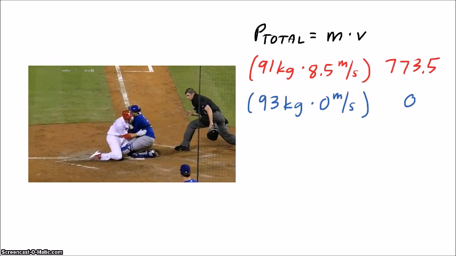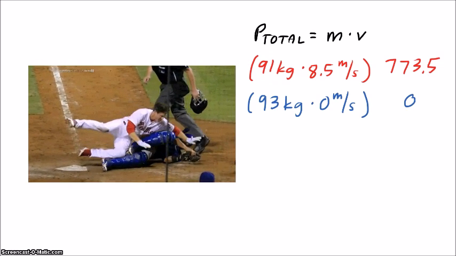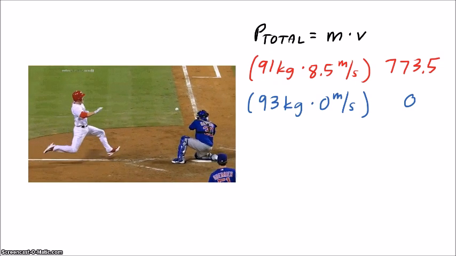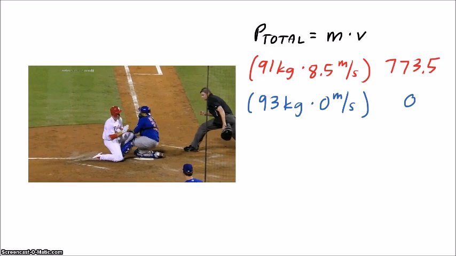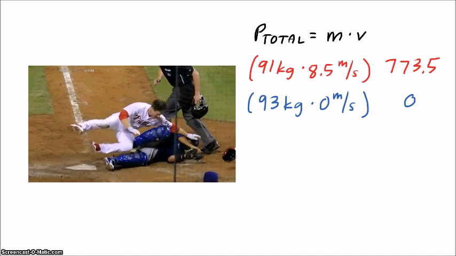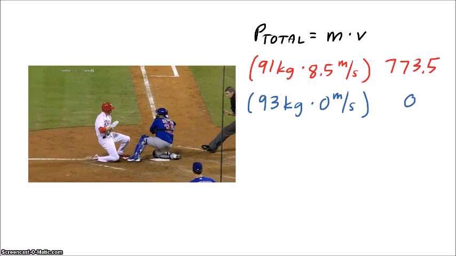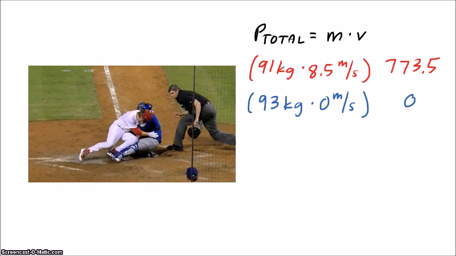So the total momentum is found by finding the momentum of each of the two players. So the momentum of player 1 is his mass times his velocity. So he's moving at about 8.5 meters per second. His mass is 91 kilograms. So his momentum is 773.5 kilogram meters per second.